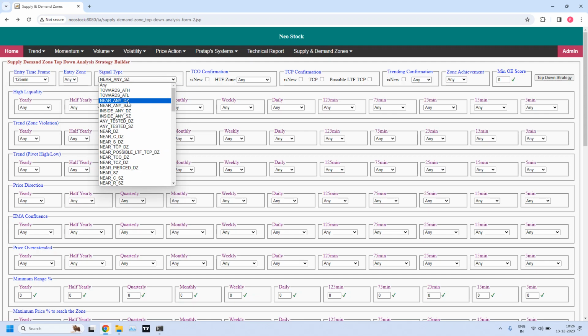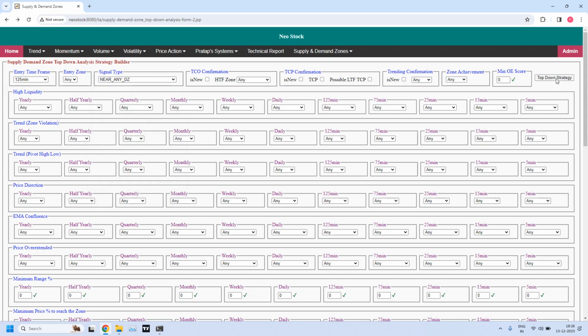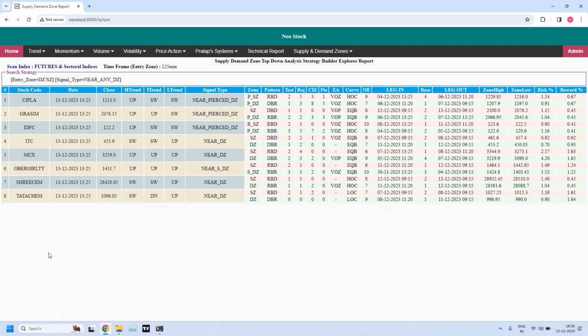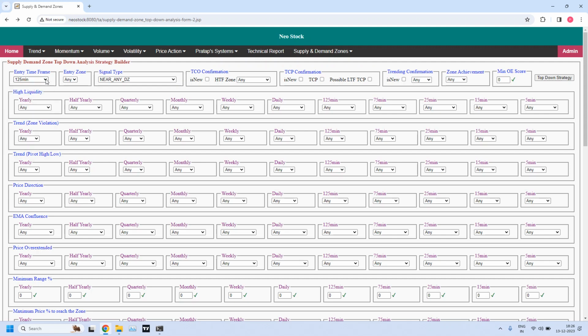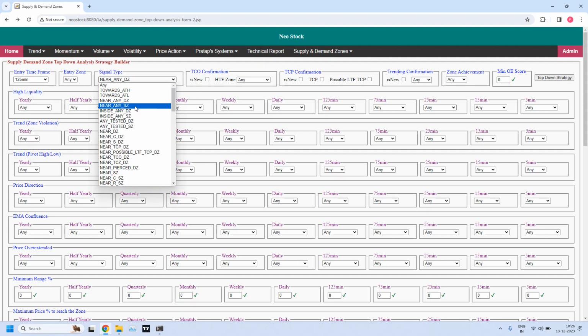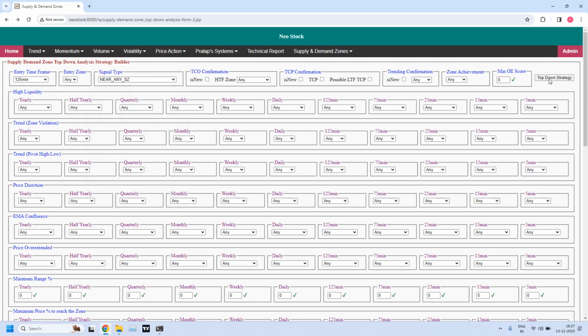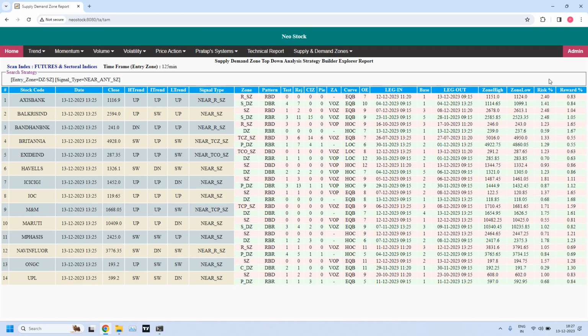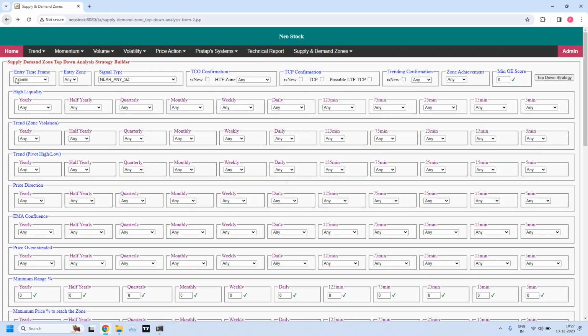Let us find the stocks near 125 minutes demand zone. These 8 stocks are near 125 minutes demand zone. Let's go back. For 125 minutes time frame, let us find the stocks near 125 minutes supply zone. These 14 stocks are near 125 minutes supply zone. Let's go back. Let us select 75 minutes time frame. Entry time frame is 75 minutes.